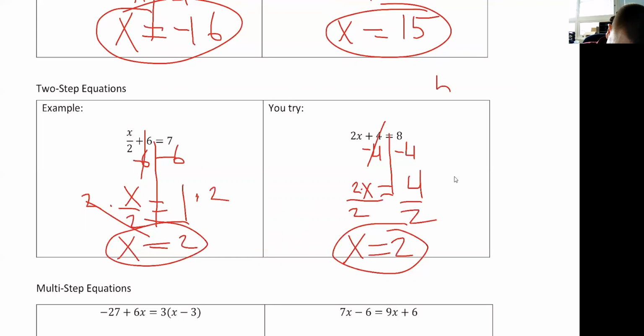So that's one thing to keep in mind. If you see 5x, for example, that's 5 times x. Don't forget that. If you're not sure how to deal with that, or if it's a little fuzzy.